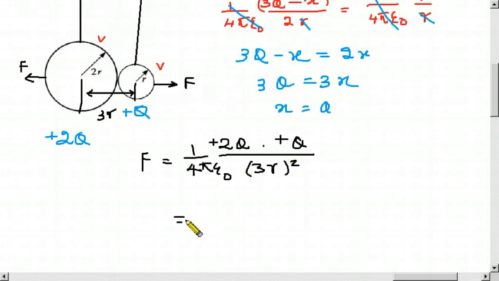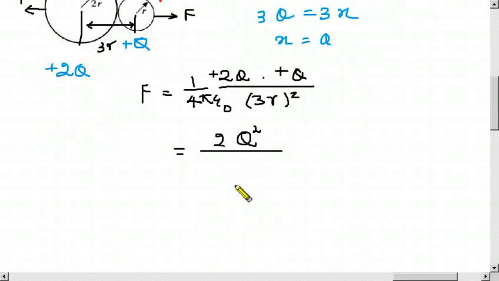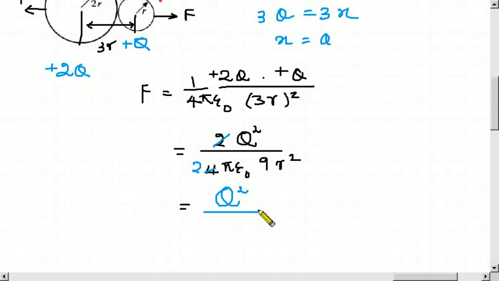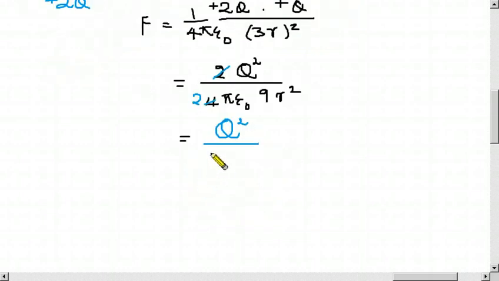So simplify. 2q squared, then 4 pi epsilon naught, 3 times 3 is 9 r squared. So this one cancel, 2 here, then q squared divided by 9 times 2 is 18, pi epsilon naught r squared.